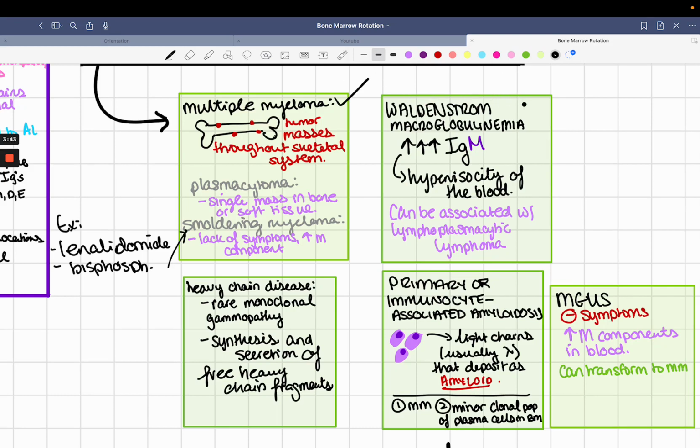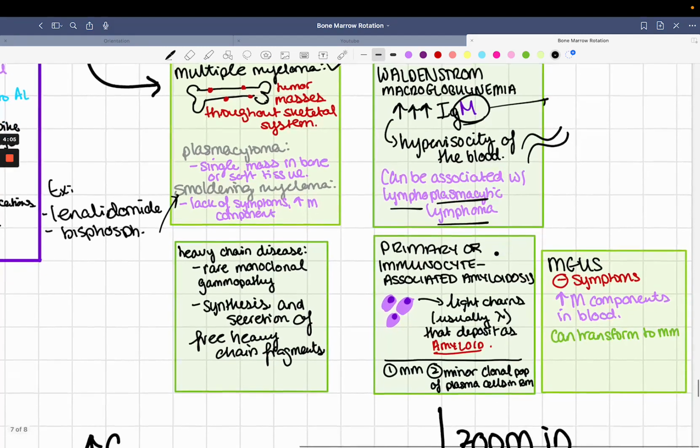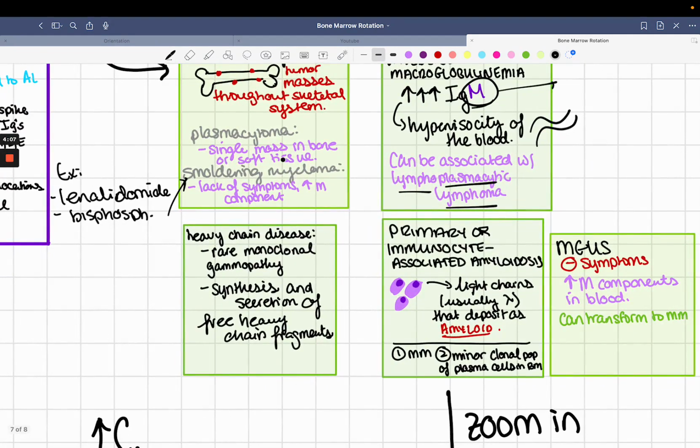The next one you may hear is Waldenstrom macroglobulinemia. Remember for this one, this results in an increased immunoglobulin, and that one is going to be IgM. This results in hyperviscosity of the blood, which is going to lead to a number of different pathological conditions. And Waldenstrom can be associated with lymphoplasmacytic lymphoma. That might be a little bit low yield, so you don't have to memorize that, but just important to be aware of. The next one here is heavy chain disease.